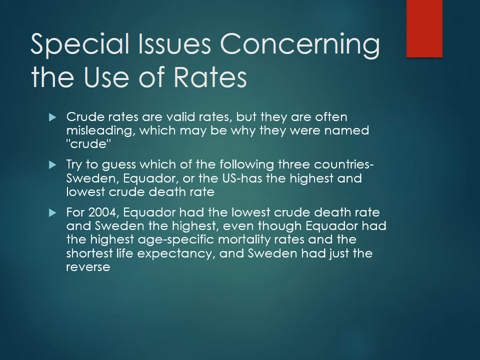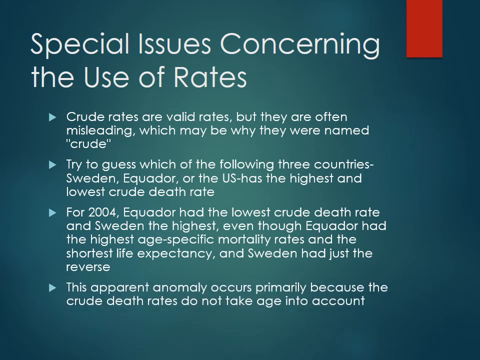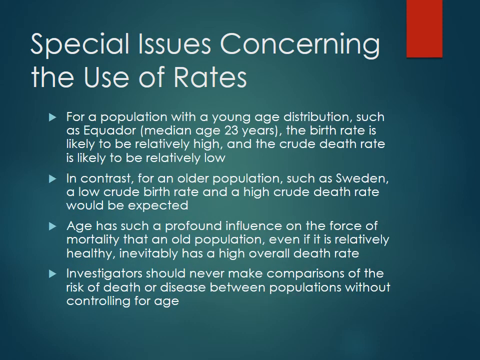So this is why it's important to look at standardizing the numbers so that you can make these comparisons a little bit better. If you think about it, Ecuador probably had a younger population that was skewing those numbers for actual mortality, because we know younger patients tend to not die as frequently as older patients do. So we'll look at how we can adjust for that to make the comparison a little bit more fair. This apparent anomaly occurs primarily because crude death rates do not take age into account. The age of the population and how that's skewing can really affect your numbers.